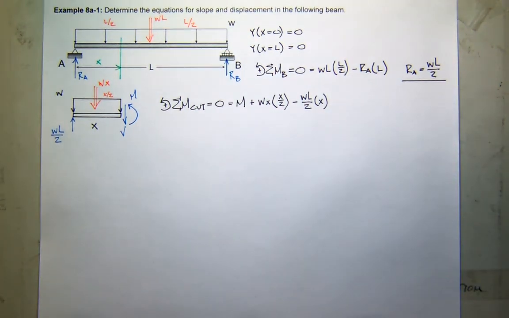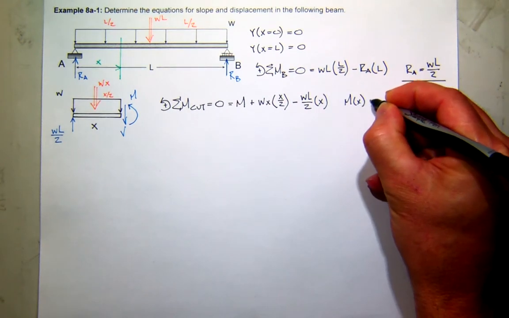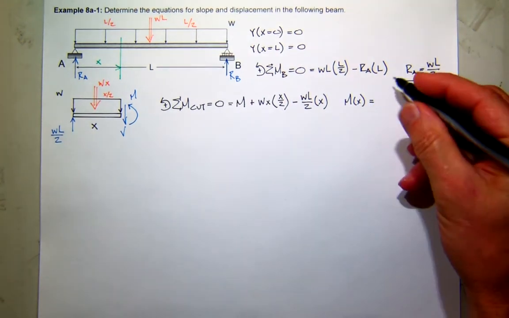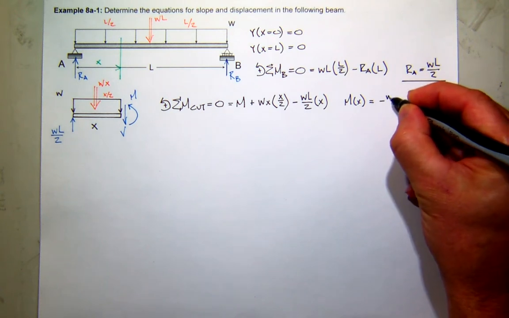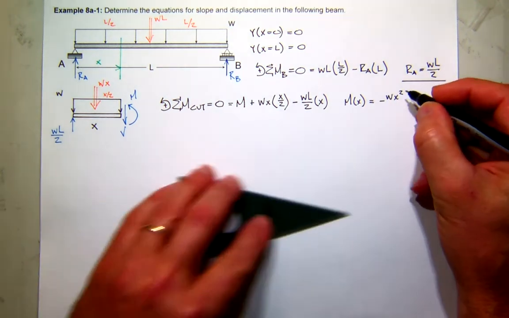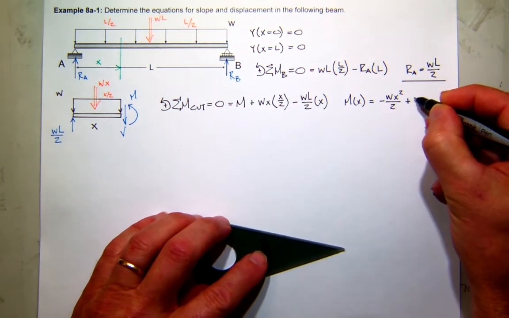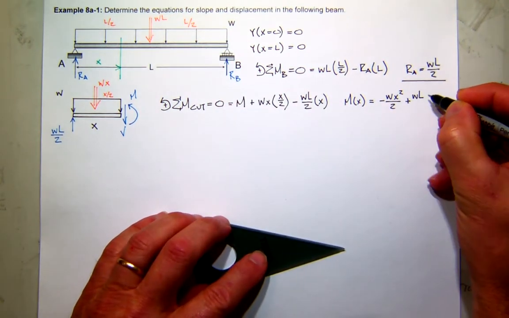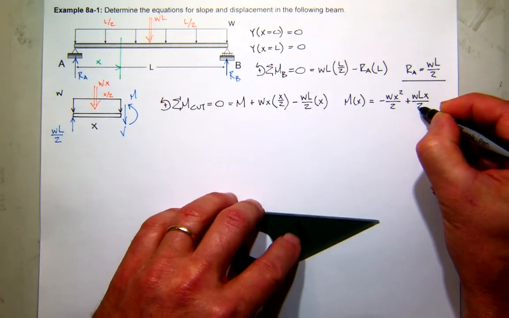So let's solve for the moment. So my moment as a function of x should be, let's see, minus Wx squared over 2 plus WLx over 2.